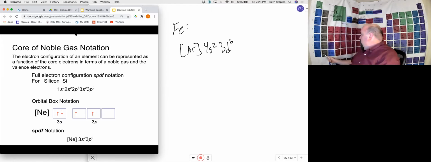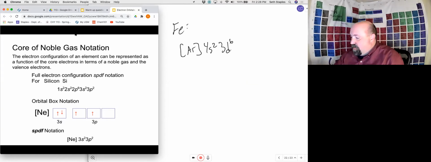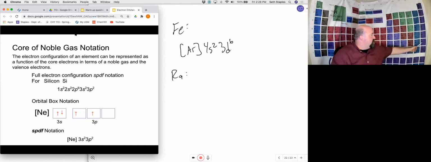We could do one of the largest elements in the periodic table, radium. So 88 electrons. I could do the noble gas shortcut for radium by going to the noble gas that appears before it, which is radon. We get radon right there. And then after radon, I would just have 7s2.